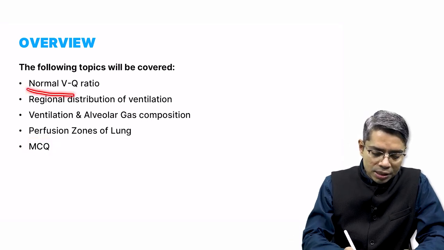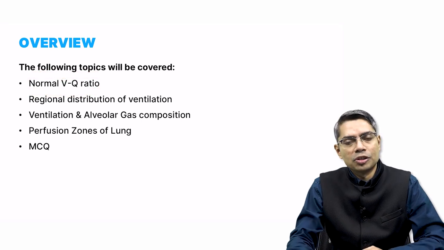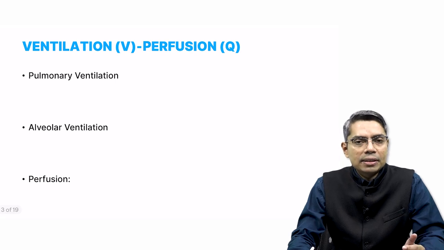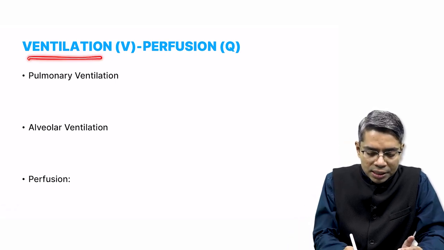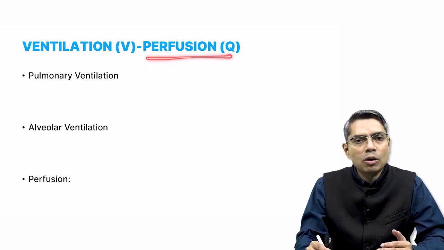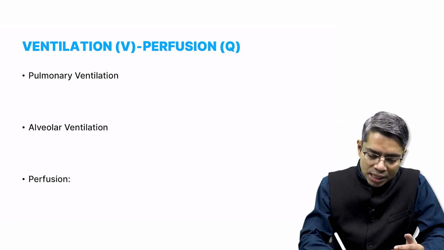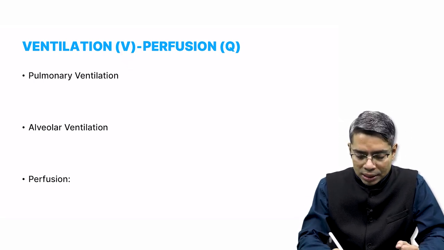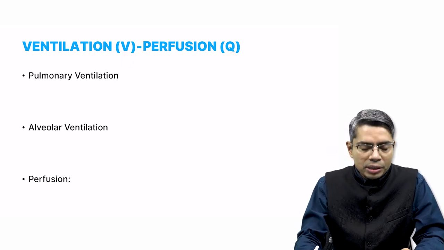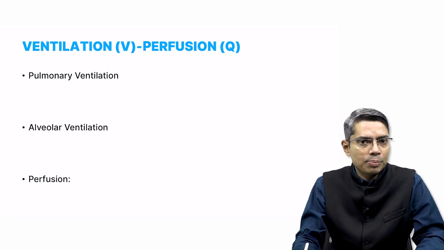So first we are going to discuss normal ventilation perfusion ratio, the concept. Whenever we talk about ventilation and perfusion, we all know that ventilation means the normal airflow inside the lung, and perfusion means the normal blood flow inside the lung. Ventilation is normally denoted by the letter V, and perfusion is normally denoted by the letter Q, right? So whenever we say VQ, it is ventilation perfusion.